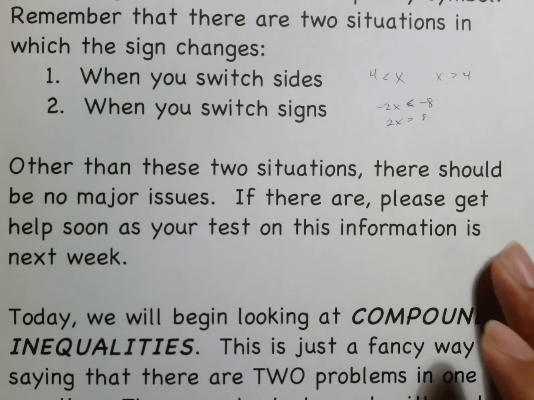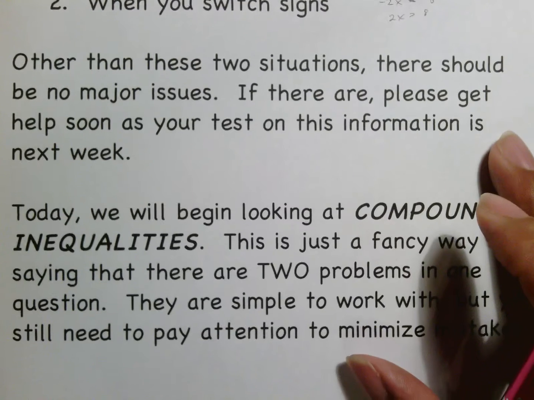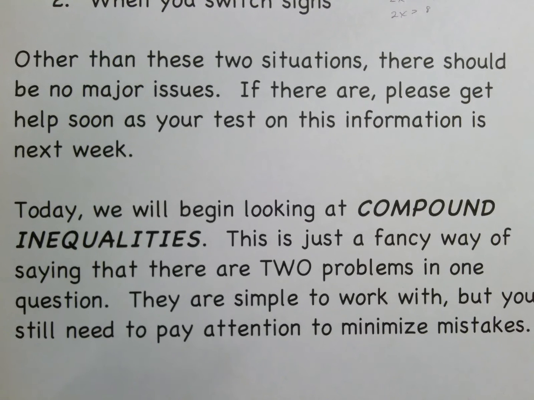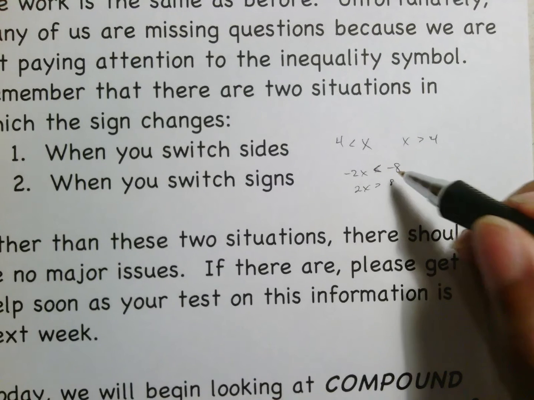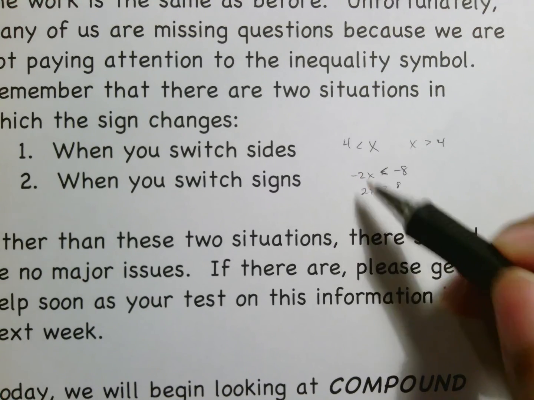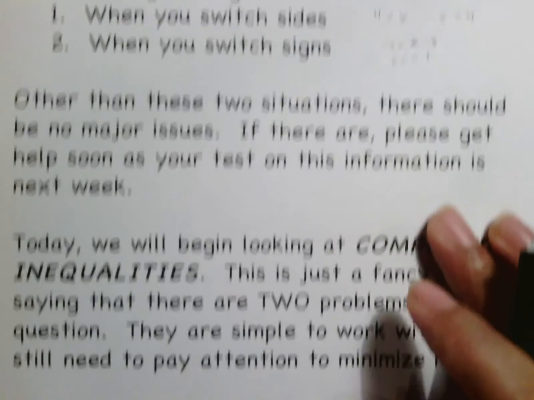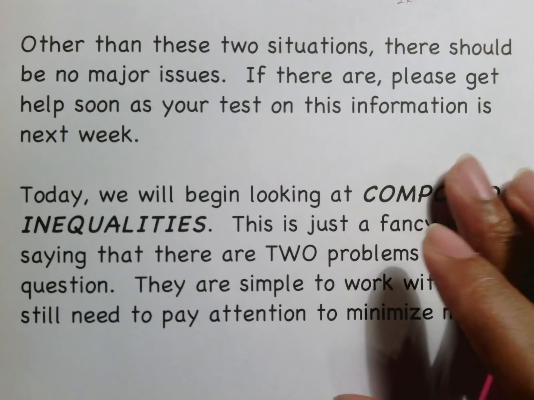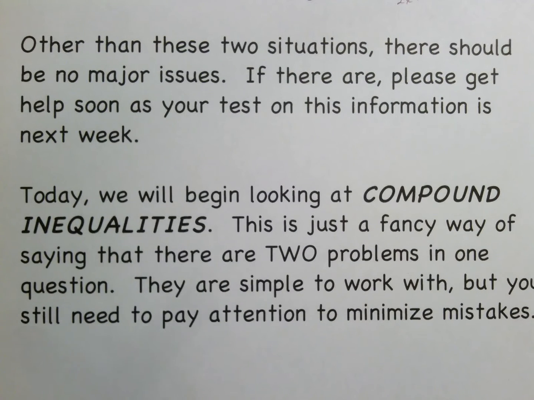That is the reason why I put that quote on my page that you look at almost every day when you go to see the video, which is: insanity is doing the same thing over and over, expecting a different result. If you are continually missing this question, at some point you have to tell yourself to stop doing this, because you're just going to continue to miss the question. So you have to make an adjustment in your brain. The moment you choose to make the adjustment, everything else will work. Other than those situations, there should be no major issues. If there are, please get help soon, again, as your test is next week.